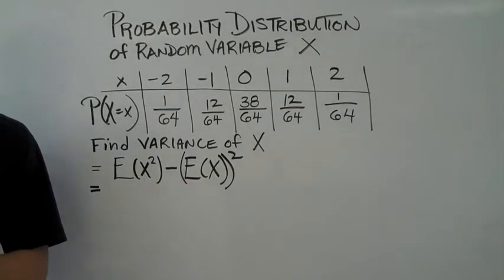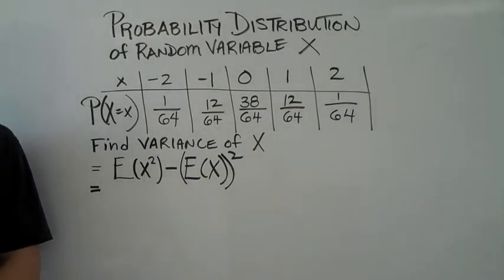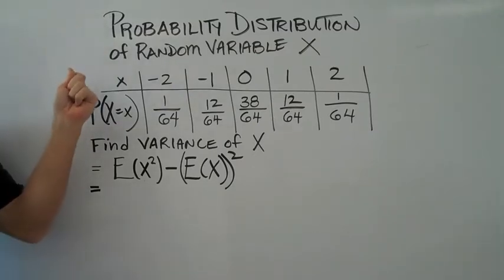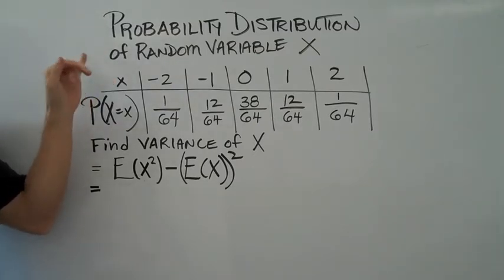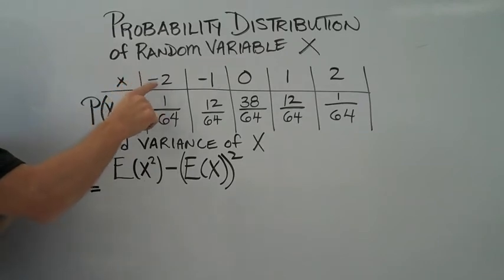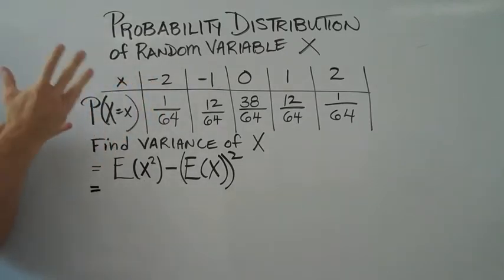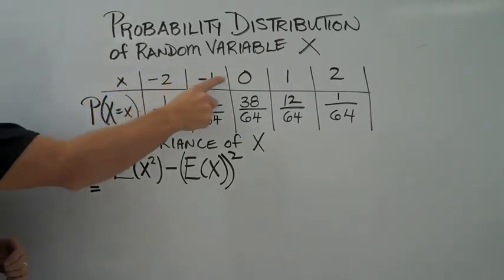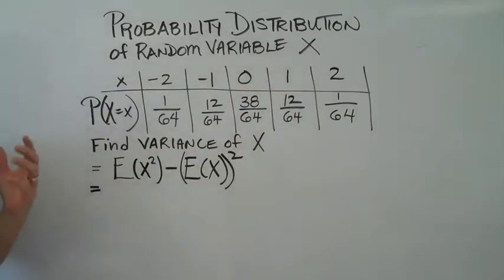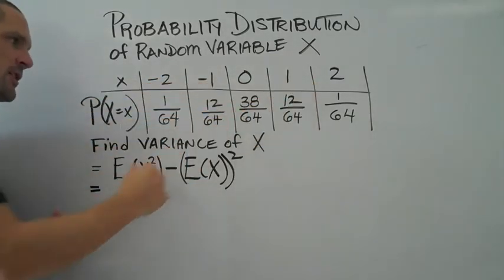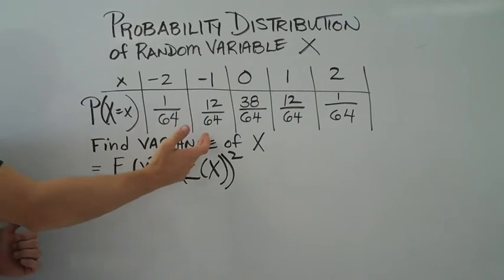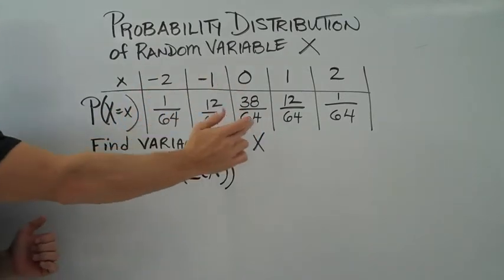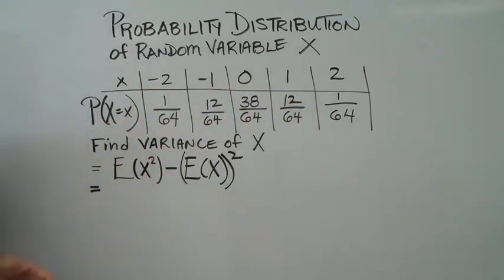Let's do a problem where we have to deal with measure of spread and the discrete random variable. Here's a probability distribution of a random variable x. It gives you what x equals. The discrete values that our capital X can take on are -2, -1, 0, 1, and 2. What are the probabilities associated with each of these discrete outcomes? 1 over 64, 12 over 64, 38 over 64, 12 over 64, 1 over 64. Our problem here says find the variance of x.